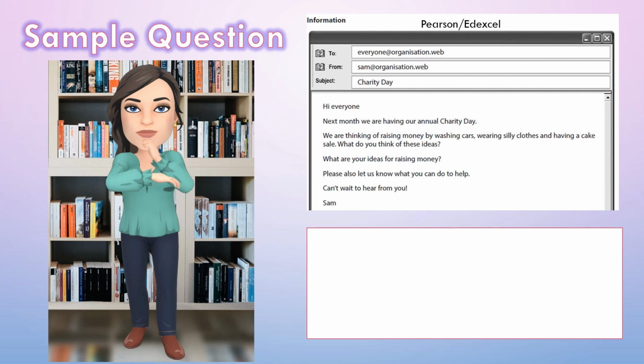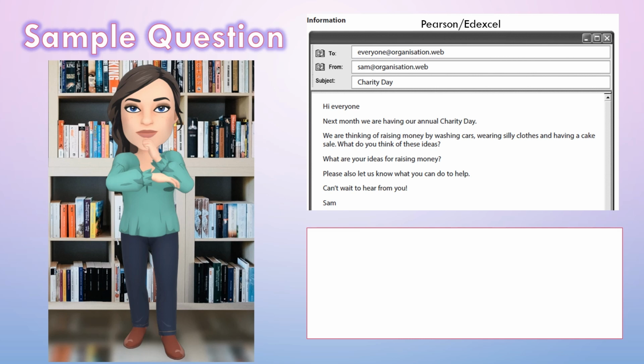"Hi everyone, next month we are having our annual Charity Day. We are thinking of raising money by washing cars, wearing silly clothes and having a cake sale. What do you think of these ideas? What are your ideas for raising money? Please also let us know what you can do to help. Can't wait to hear from you, Sam."